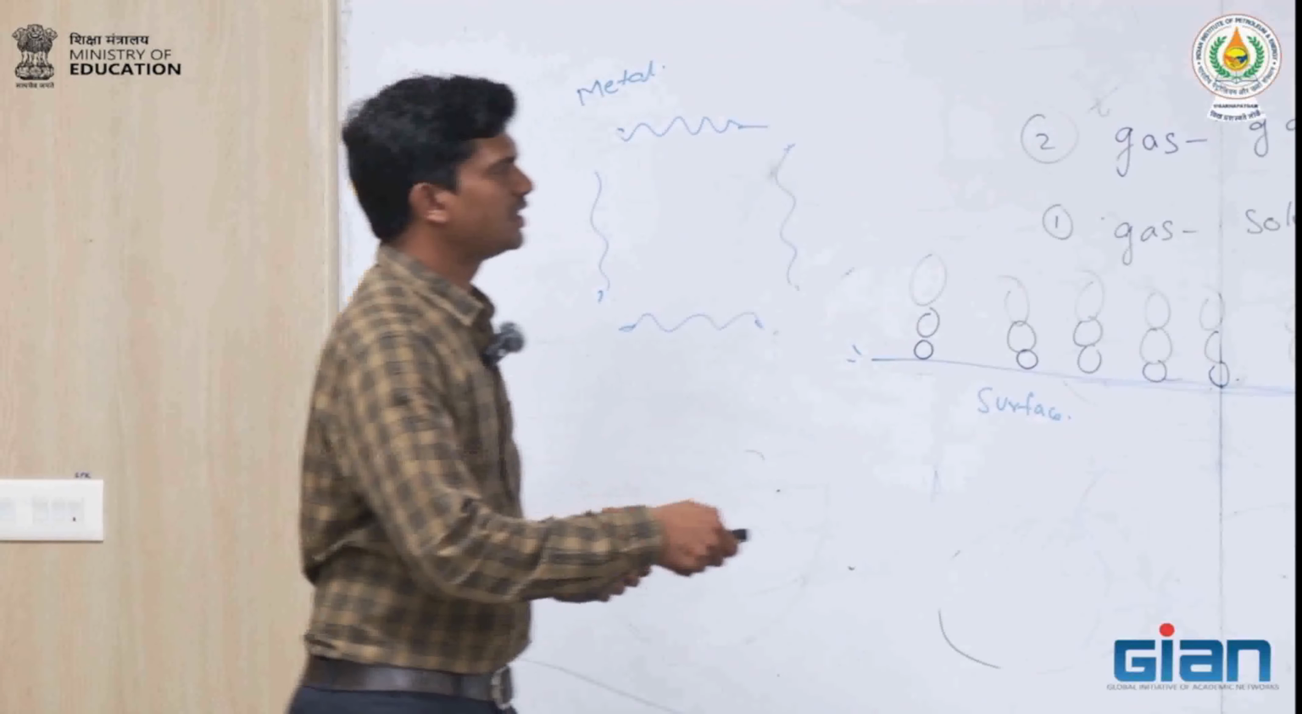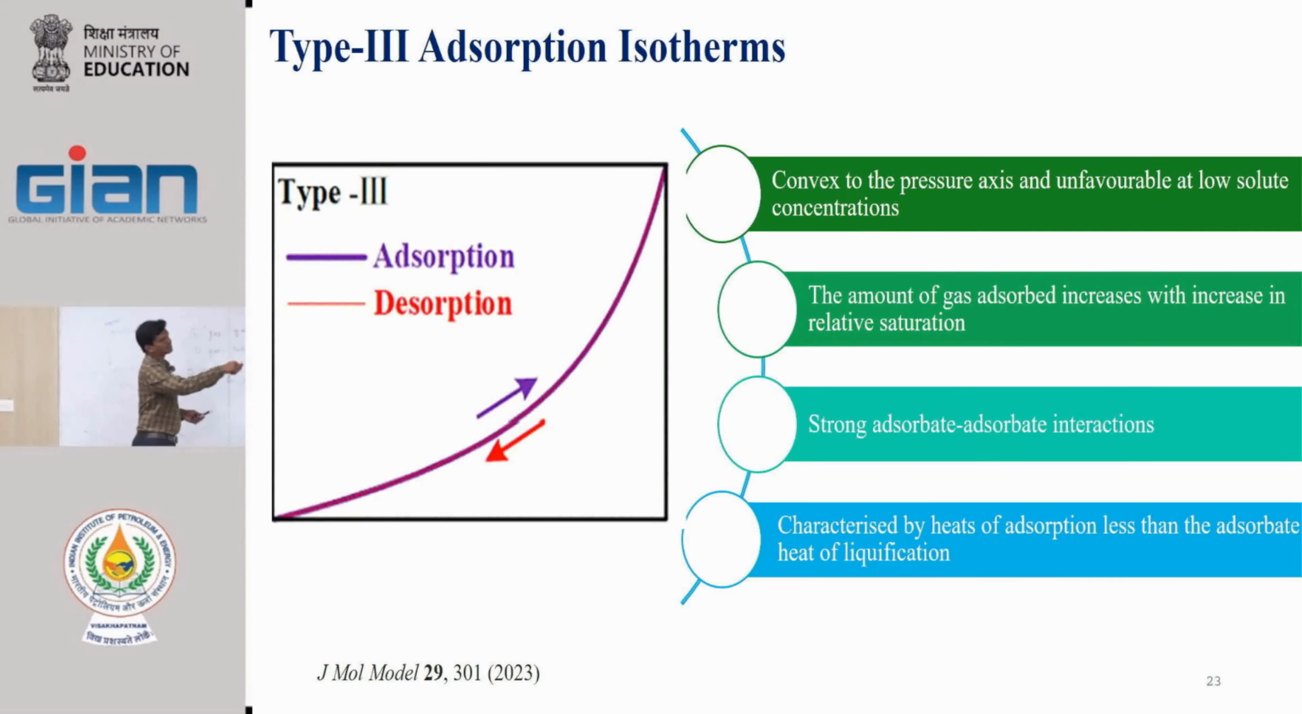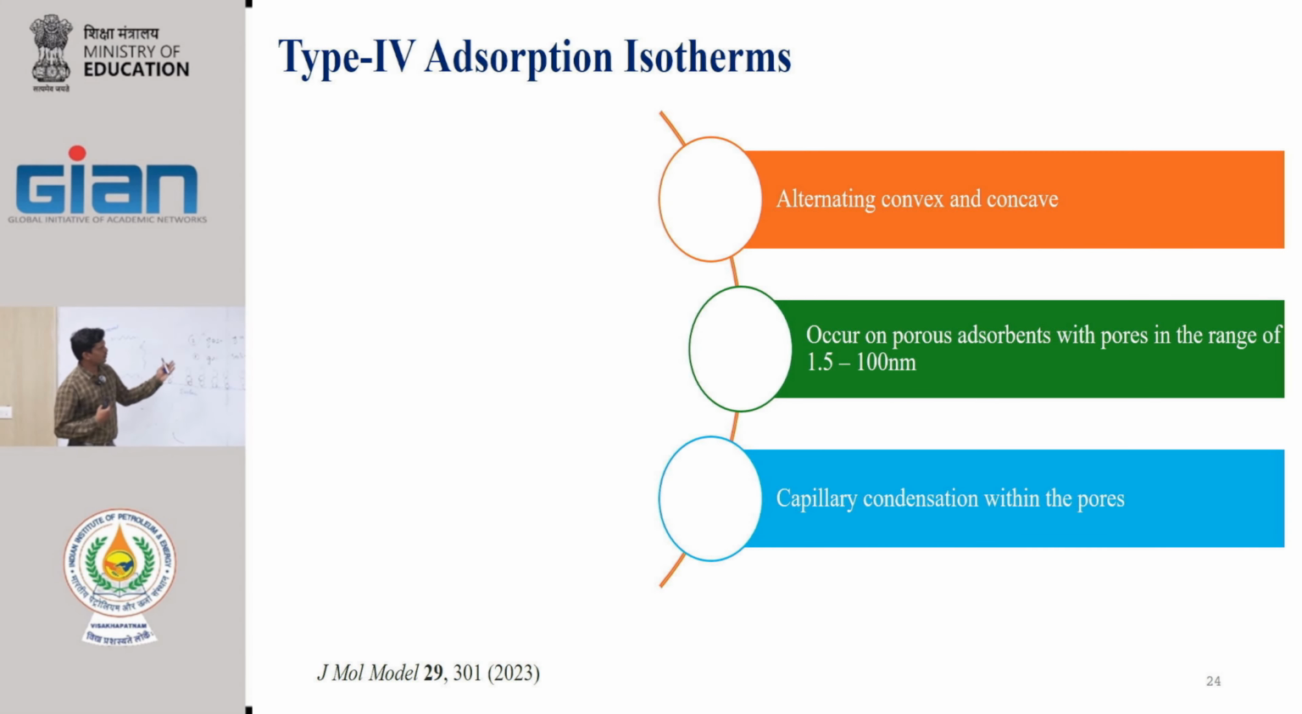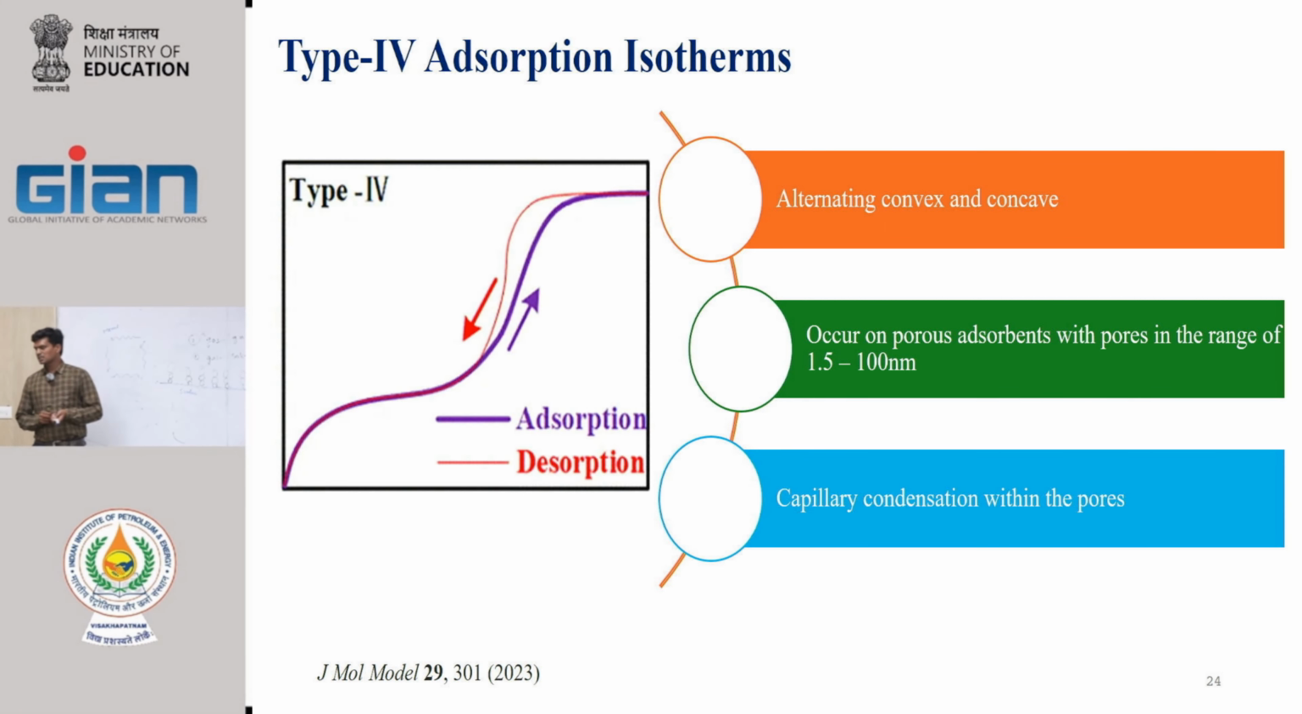So that's why initially it is pretty slow, after that it increases exponentially. Coming to type 4. Here is the first time we are seeing that the adsorption isotherm is not following the desorption isotherm. So there is a change somewhere in between. This happens whenever there is a capillary condensation.